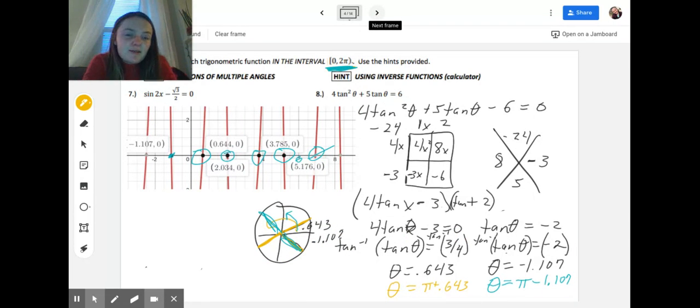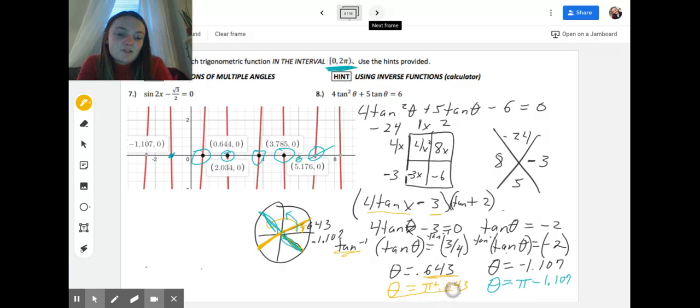It says, let's go ahead and solve this using inverse functions. So the first thing that I did is I factored it. I factored this to be 4 tangent x minus 3 times tangent x plus 2. And I set both pieces equal to 0. I went ahead and used inverse trig to get my first solution, which is theta is equal to 0.643. If theta is equal to 0.643, that's not the only time that tangent's going to have a value of 0.643. If tangent is positive 0.643 in the first quadrant, it's also going to have a matching value down here where tangent is also positive in the third quadrant.